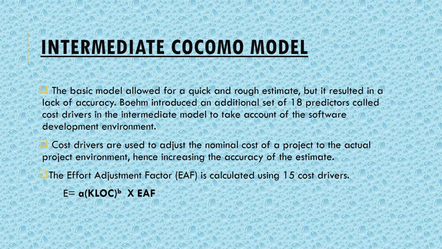And now in this model you can see the formula, that is E equals A (KLOC) to the power B into EAF. EAF is the effort adjustment factor. As we have seen in the basic model, we calculated the effort based on the KLOC only, where A and B are the constants. But in this intermediate model, we are considering these 15 cost drivers as well. So we are considering KLOC as well as the 15 cost drivers in estimating the effort. And in the coming slides, we will discuss all these cost drivers in detail one by one.